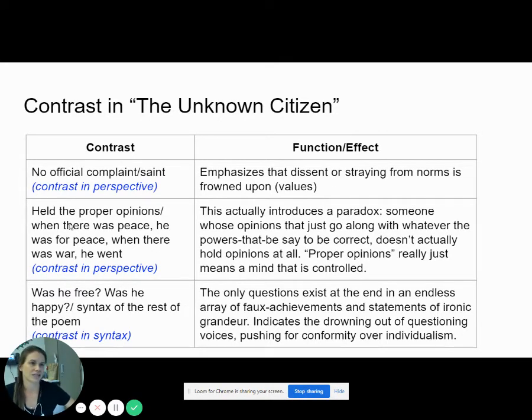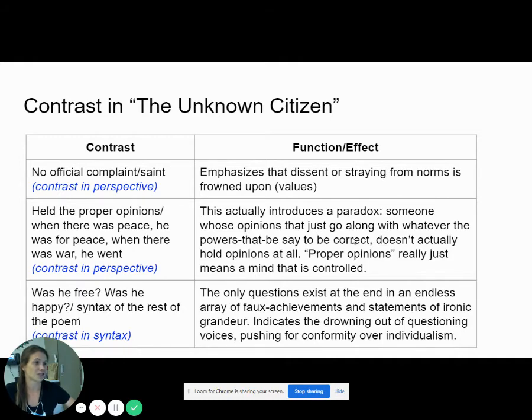The next contrast I noticed was the line where it said that he held all the proper opinions. When there was peace, he was for peace, and when there was war, he went. So again, I think that there is a contrast in perspective here. And what I wrote about the function or the effect of this one is that this actually kind of introduces a paradox.